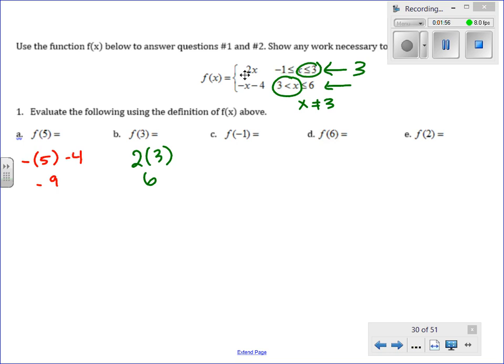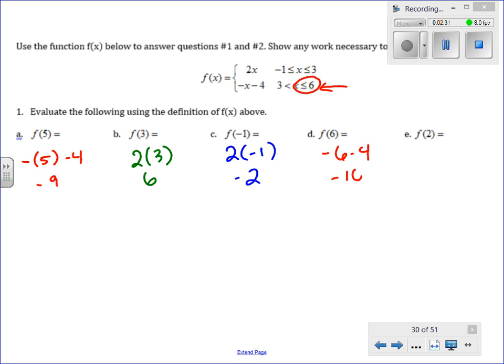For part C, f of -1, we want to find where x is -1. If we look at that top domain, x is -1 to 3, and it's including -1. So we're going to plug it into our first function. So we end up with -2. Part D, we have 6. 6 is definitely in that second domain because it's going from 3 to 6. X is including 6 there. So it'll be -6 minus 4. We get -10.